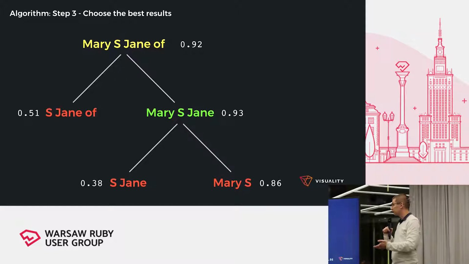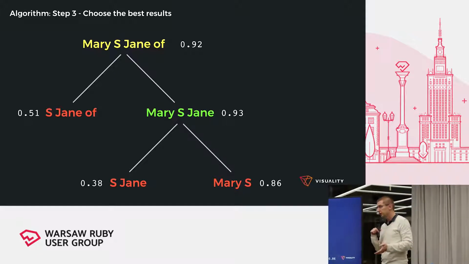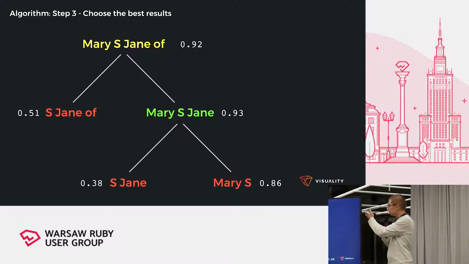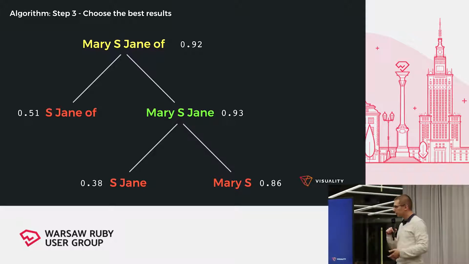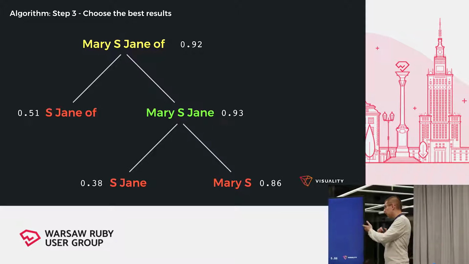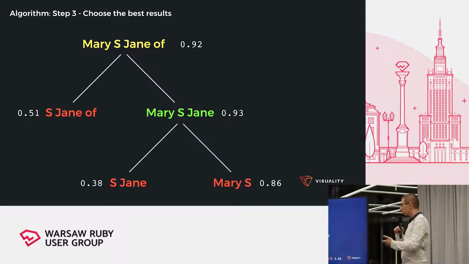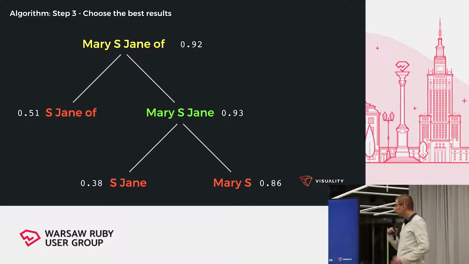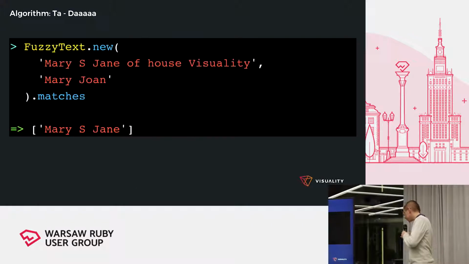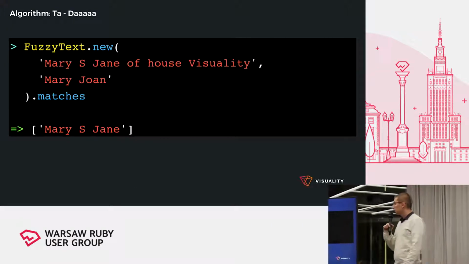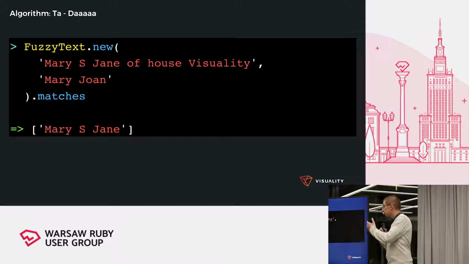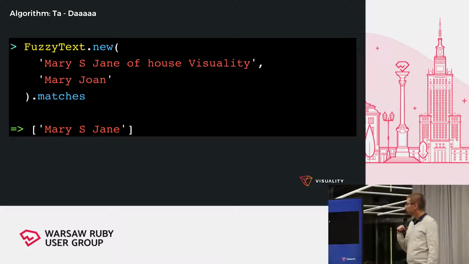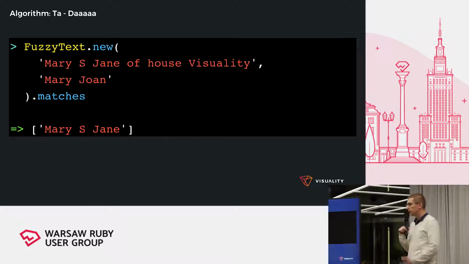So at this point, we can completely forget about "Mary S. Jane of". We've clearly discovered that that phrase is too long. We'll stay with "Mary S. Jane". However, recursively, we are still trying to cut a word on the left and on the right to check whether there is something more similar. However, neither "S. Jane" nor "Mary S." are more similar than "Mary S. Jane". So the winner is "Mary S. Jane". If we apply the algorithm on the sentence "Mary S. Jane House Visuality", looking for Mary John, we'll get "Mary S. Jane".